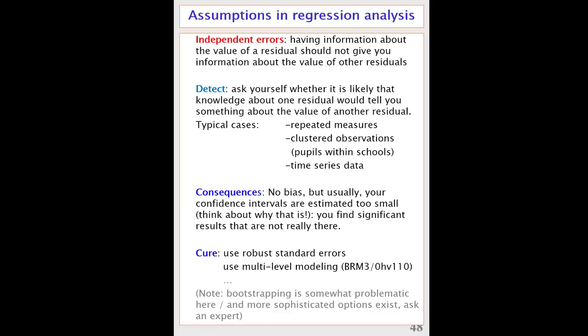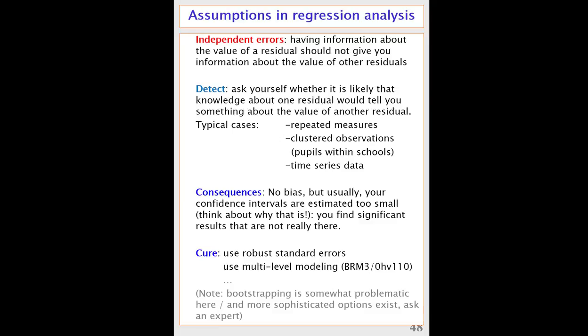And there are two sort of cures. Most of the cures we will postpone for the next methods course. One is the robust standard error, which is kind of a cheap way out of it. You could try that. And the really good thing to do would be what's called multi-level modeling, but we'll cover that later. And in fact, bootstrapping is complicated here.